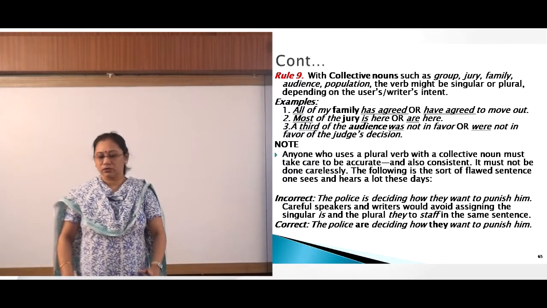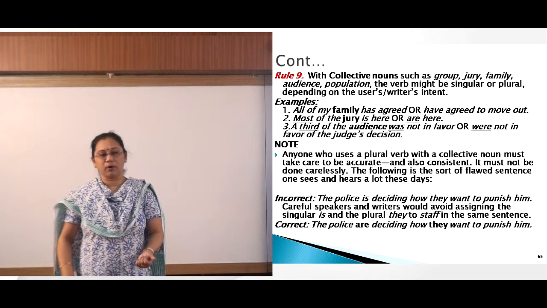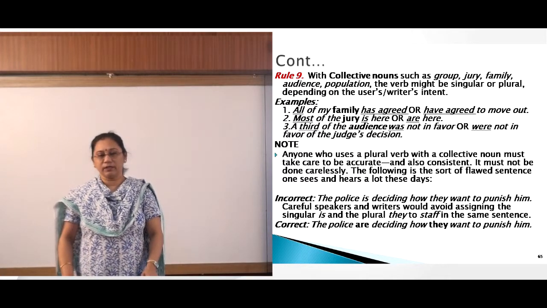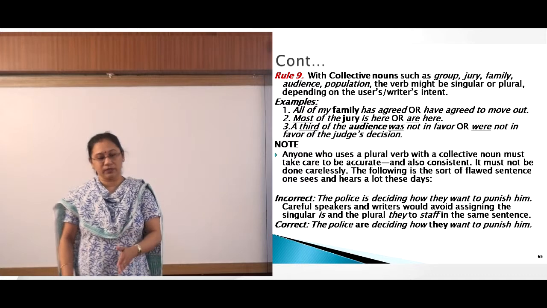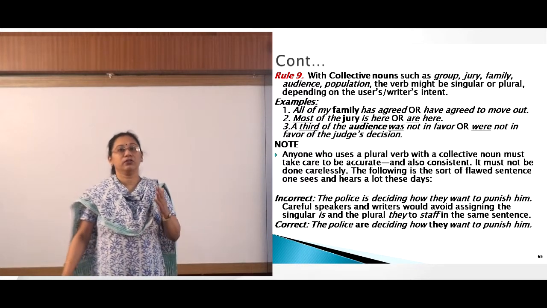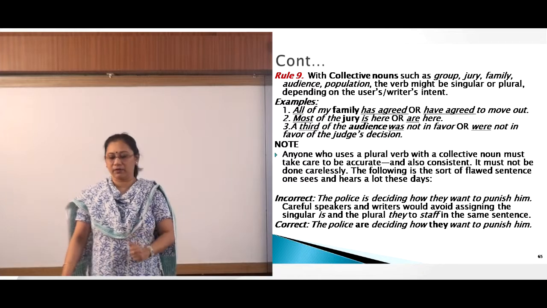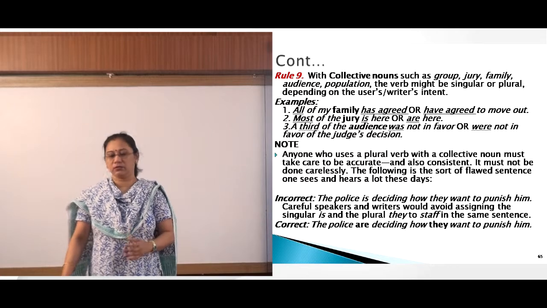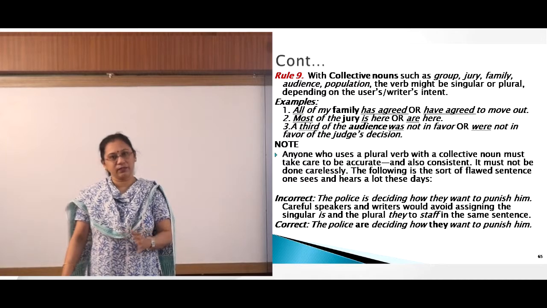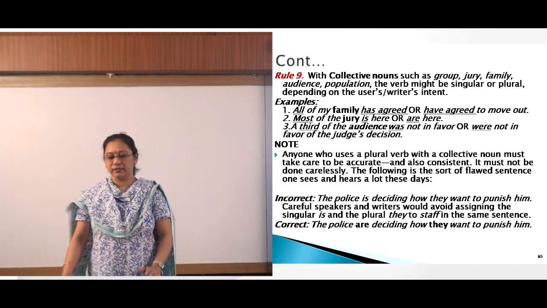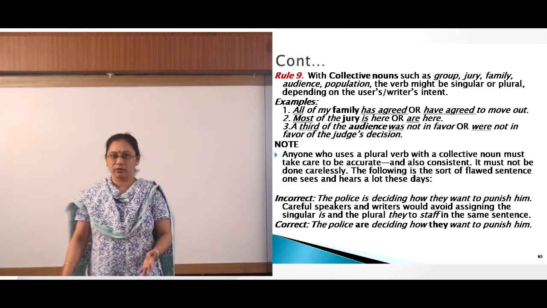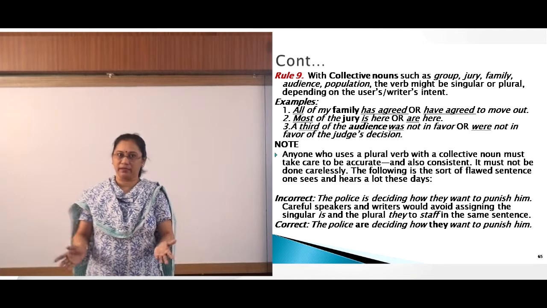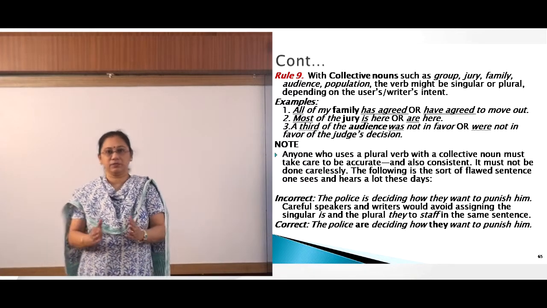With collective nouns such as group, jury, family, audience, population, etc., the verb that follows it might be singular or plural depending on the user's or the writer's intention. Alright. For example, all of my family has agreed or have agreed to move out. Whichever I want to say. Most of the jury is here or are here, whichever I want to say. I am talking about the members, many of them are there. So, depending on how I want to use it, this will change.